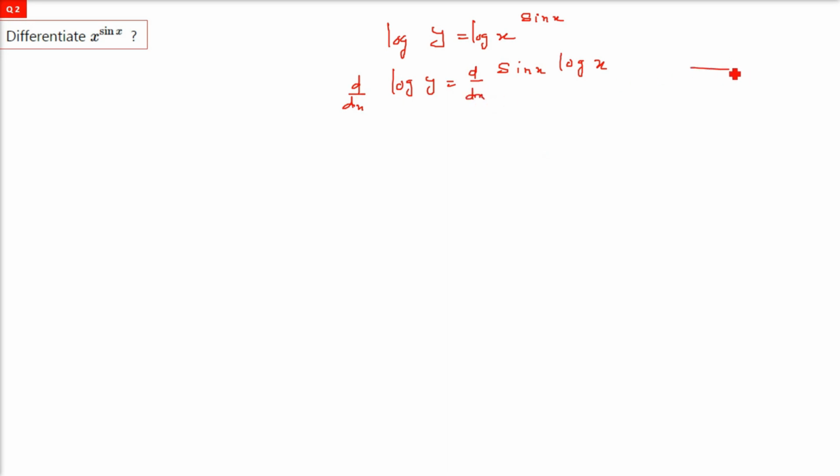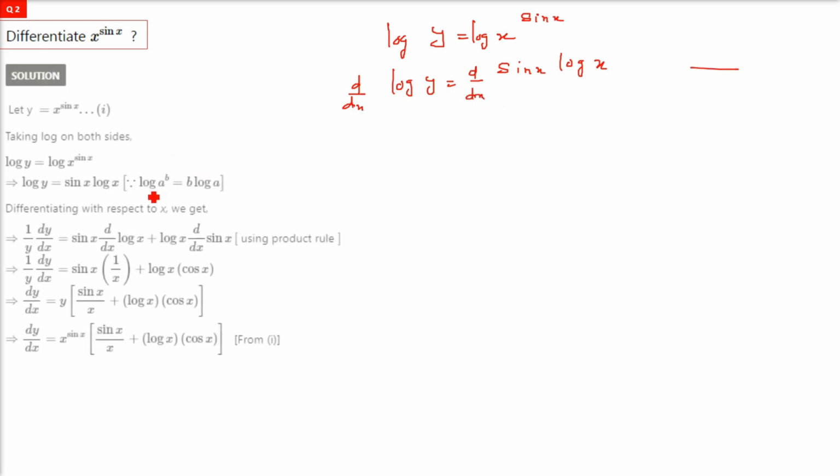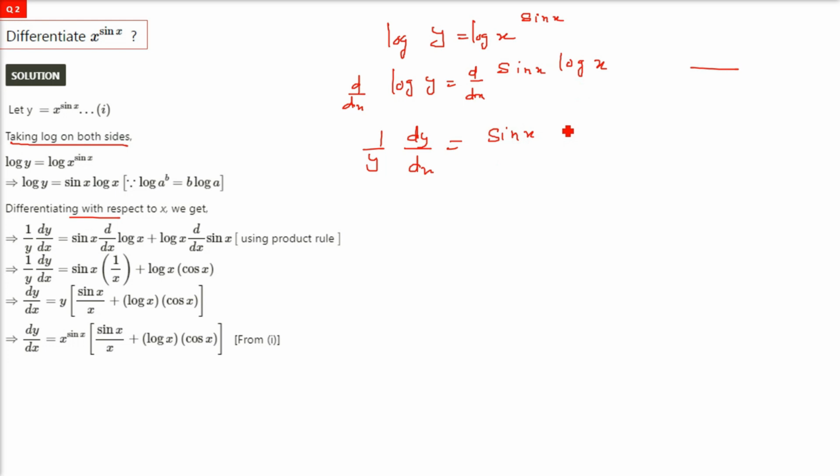So whatever I am saying, you have to write it. So this is how you are going to go about it. I am just trying to help you with logic, how it should be done. But the writing you have to do. Log y is 1 by y dy by dx. d by dx of sine x log x will be, we'll take sine x here. Log x differentiation is 1 by x. Then log x outside, sine x differentiation will be cos x.